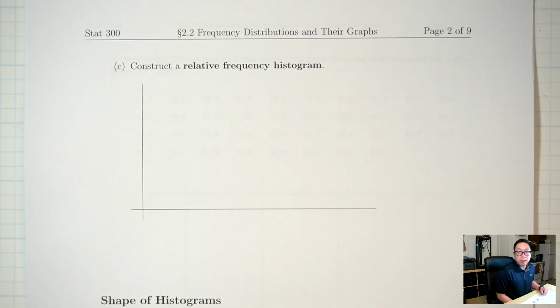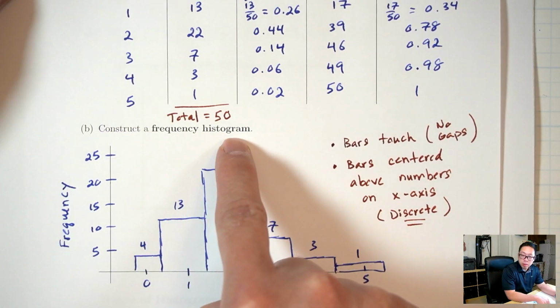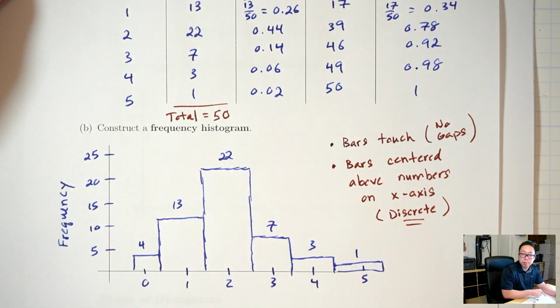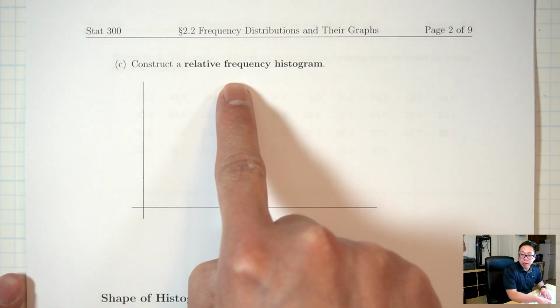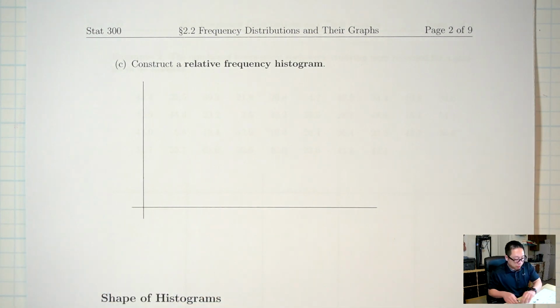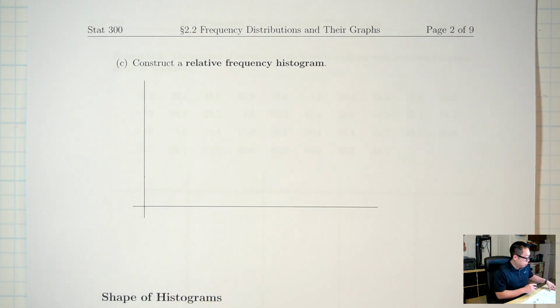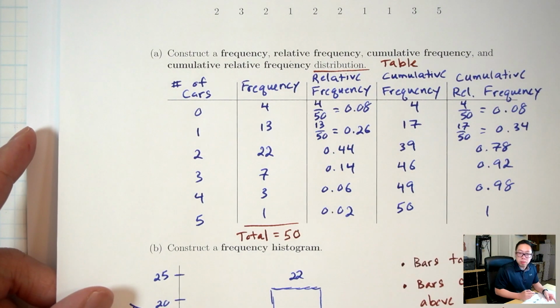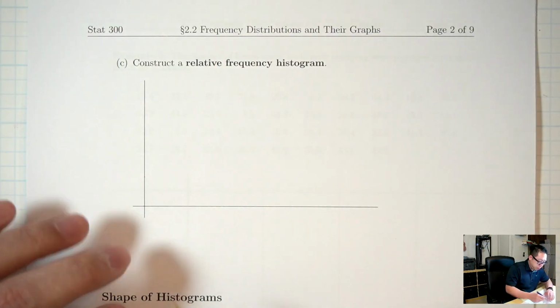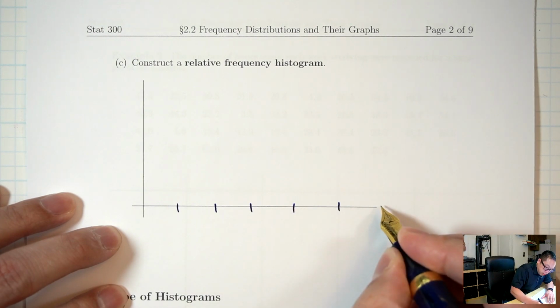Part C, construct a relative frequency histogram. So this is going to be very similar to what we just drew. The only difference is this is a frequency histogram, so we put frequency on the y-axis. This is a relative frequency histogram, which means we're going to put relative frequency on the y-axis. And that's the only difference. So for the x-axis, same thing. I'm going to list out all my different data values. So this is from 0 to 5: 0, 1, 2, 3, 4, 5.